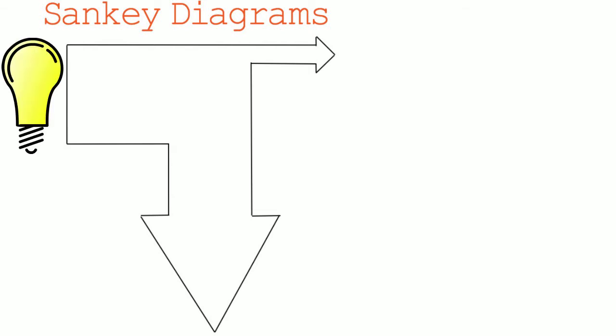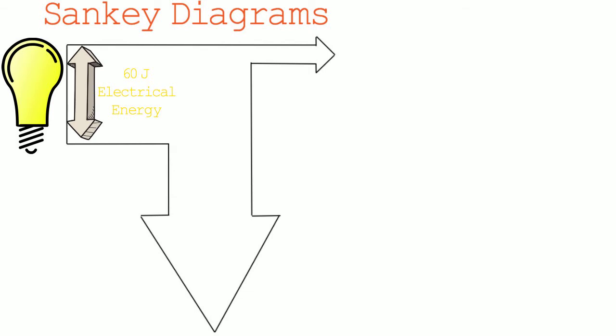So here we have a Sankey diagram for a light bulb. The width of the bar on the left shows us the amount of energy that goes into this useful device. And on this one, it actually shows us what type of energy it is. So we have 60 joules of electrical energy going into our light bulb. 60 joules of energy must also come out of this light bulb because energy cannot be created or destroyed.